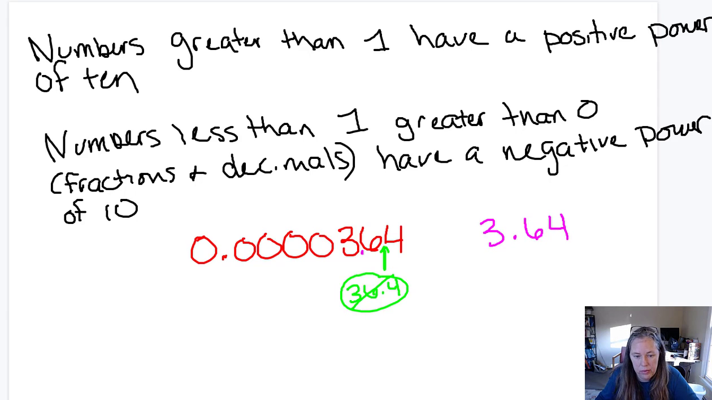So you want the decimal between the 3 and the 6, and then we're just going to count how many places we move that decimal. 1, 2, 3, 4, 5. So we moved it 5 places, and this is a tiny little decimal. So this is 3.64 times 10 to the negative 5.